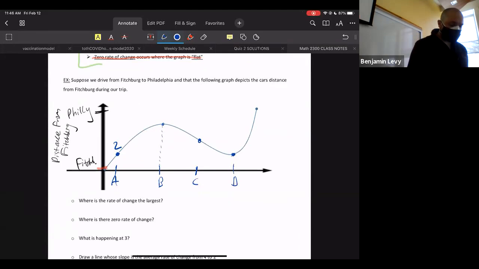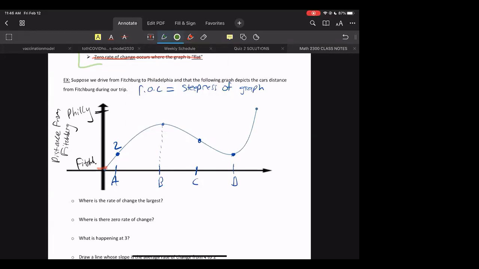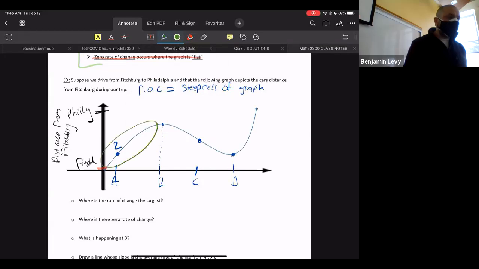So if we're thinking about the rate of change, maybe we should just write this. Rate of change equals the steepness of the graph. Right? It's the slope of the tangent line. And so if we want to know where it's the biggest, we'd be looking for the place where the graph is the steepest. So where is that? I'd say B. So this is pretty steep here from A to B, but I would argue that this one over here is actually steeper on the right.